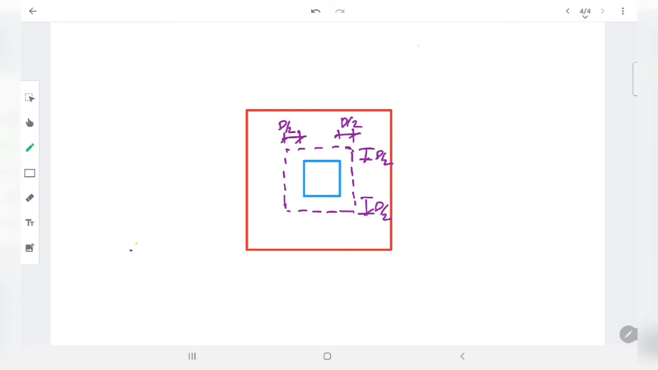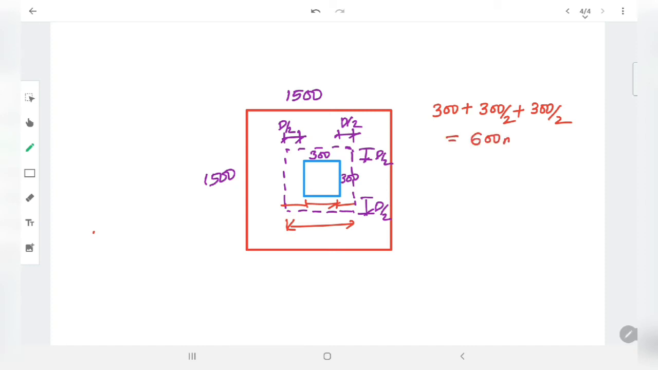Now I'll find the punching stress, or the two-way shear stress. Whenever you calculate shear stresses, you must know this length. As I said, the footing size is 1500 mm, and the column is 300 by 300. Now I'll find the length of this part. It is equal to 300 plus 300 by 2 plus 300 by 2: this one is 300, and the others are 300 by 2 and 300 by 2. It will be around 600 mm.